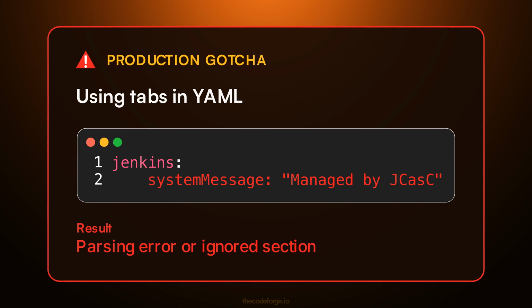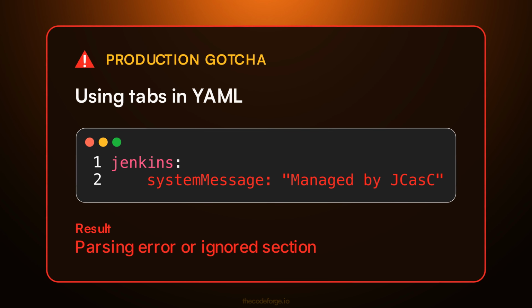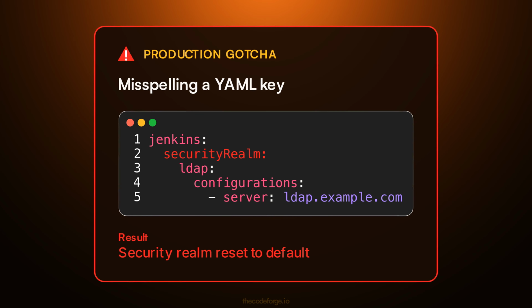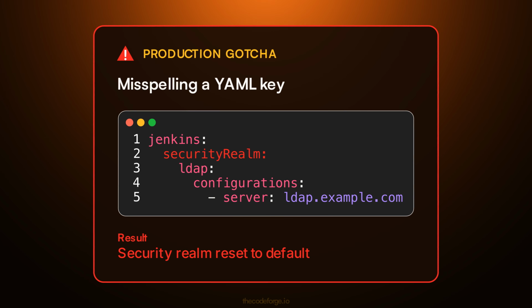YAML doesn't allow tabs. Using a tab instead of spaces can cause the entire section to be ignored or a parsing error. Always use spaces for indentation. A simple typo like securityRealm misspelled causes JCasC to ignore the entire security section. The result? The security realm resets to the default Jenkins user database, locking everyone out.